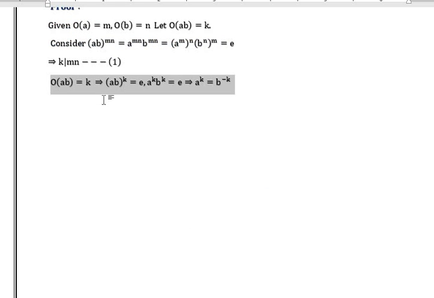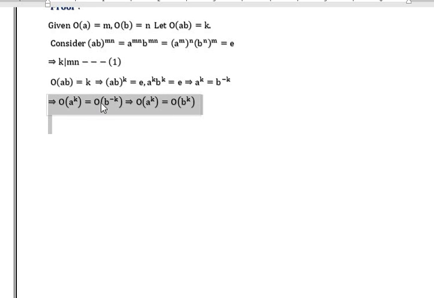Now order of AB is equal to k implies (AB) to the power of k is equal to e by the definition of order of an element. (AB) to the power of k is a power of k into b power of k, that is equal to e, which implies a power of k is equal to b power of minus k, since the product of two elements is equal to e means one will be the inverse of the other. This implies order of a power of k is equal to order of b power of minus k, and that implies order of a power of k is equal to order of b power of k.